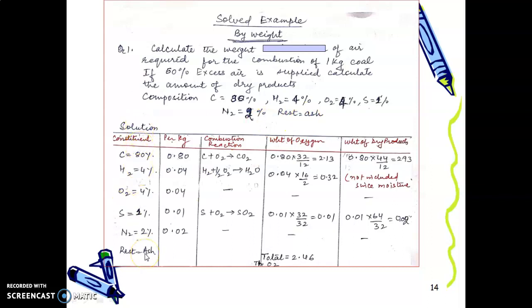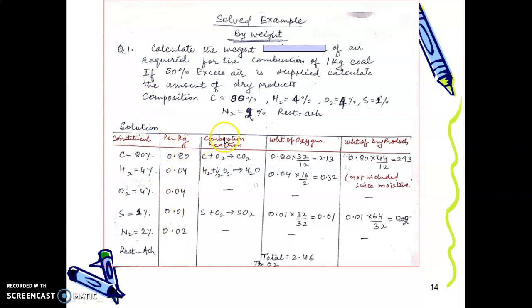In the first column we can write down the percentage values. The second column will state the value per kg: if this is 80% for 1 kg, then per kg its value will be 0.80, that means divided by 100. So in the second column we write down the value for every constituent.